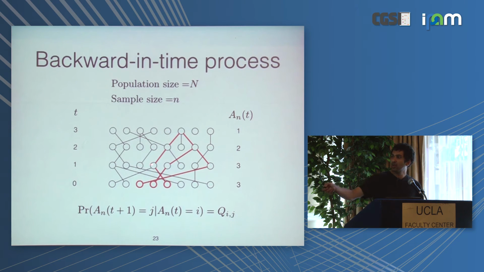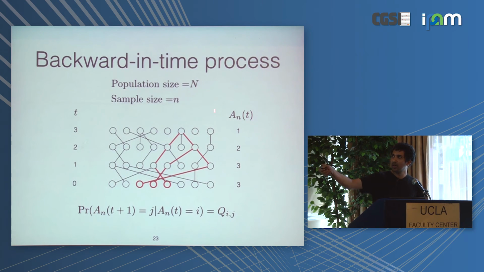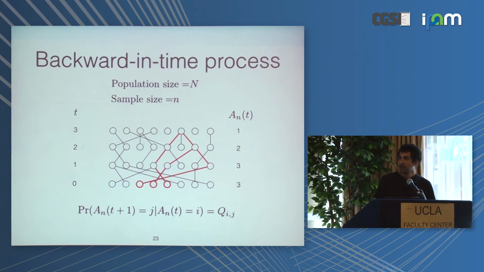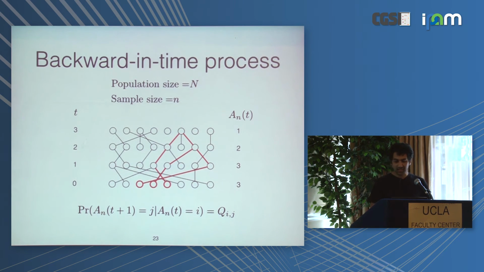If I tell you the sets of individuals existing at a given point in time, their ancestors at the next point do not depend on the individuals at the previous point. So we can represent this by a quantity A sub n t, which tells you how many individuals exist at every point in time. You started out with 3 individuals in the 0th generation, 3 individuals in the first. Then there's a coalescence. You have 2 individuals who then coalesce. You have 1 individual, and then the process stops. So this is a process for which we can write down the transition density.